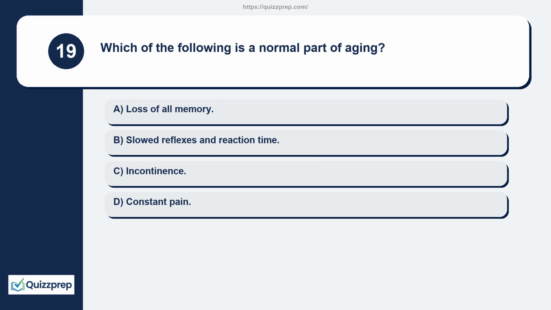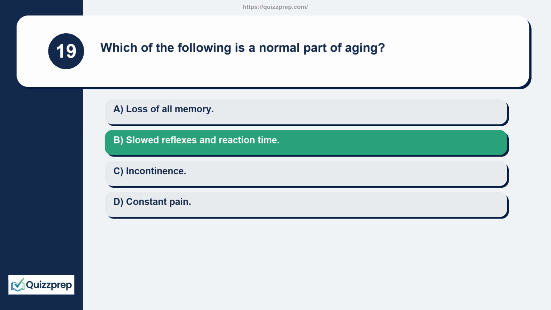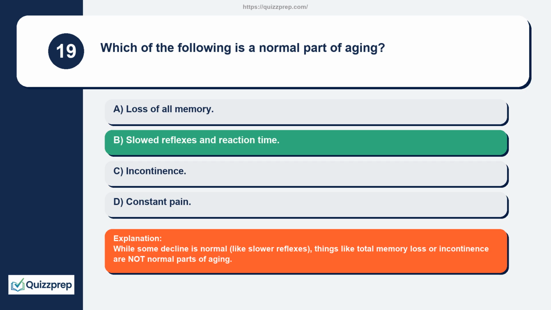Question 19. Which of the following is a normal part of aging? Loss of all memory, slowed reflexes and reaction time, incontinence, or constant pain? While some decline is normal, like slower reflexes, things like total memory loss or incontinence are not normal parts of aging.